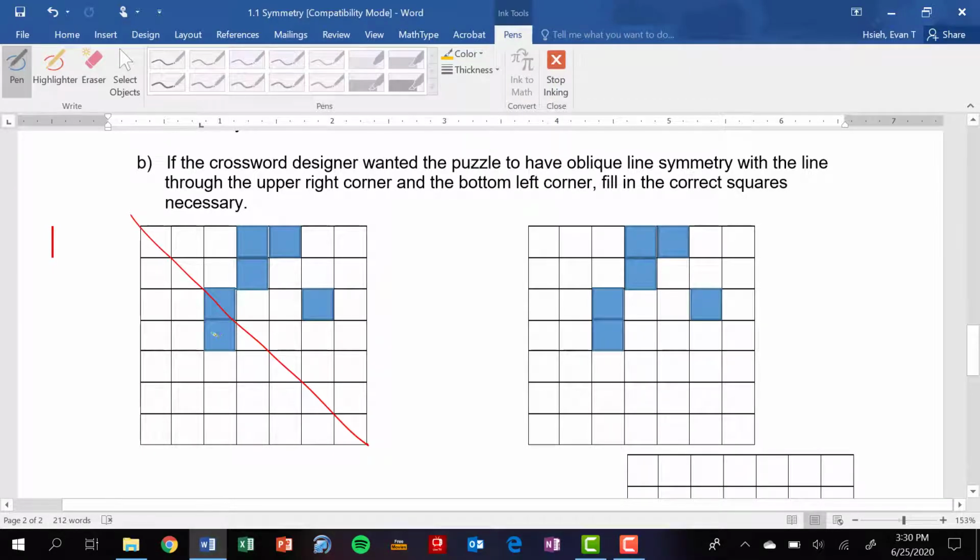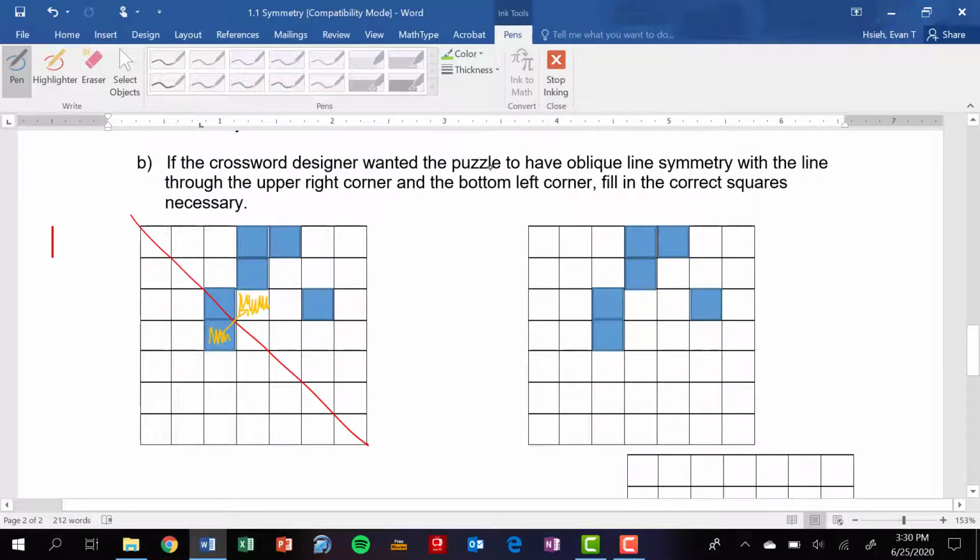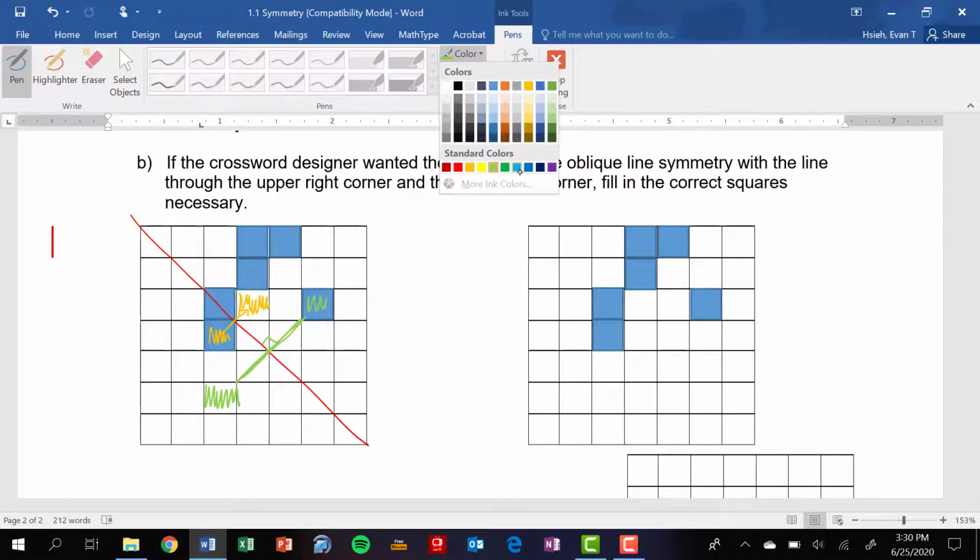So for example, this one right here will reflect over that red line and have a box right there. And then I can do the same with this one. It's going to go straight across. If you notice, it's going to go the same distance from here to here as it does from here to here, and it's going to form a right angle. So it's going to be perpendicular. And so that one's going to end up right there. And I can keep on filling all these in. You're going to end up with this one right here.